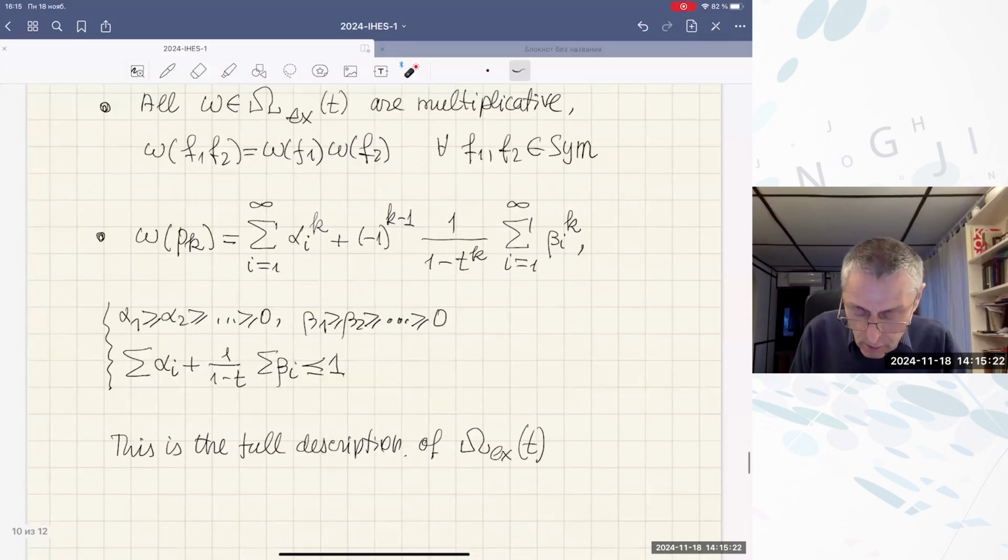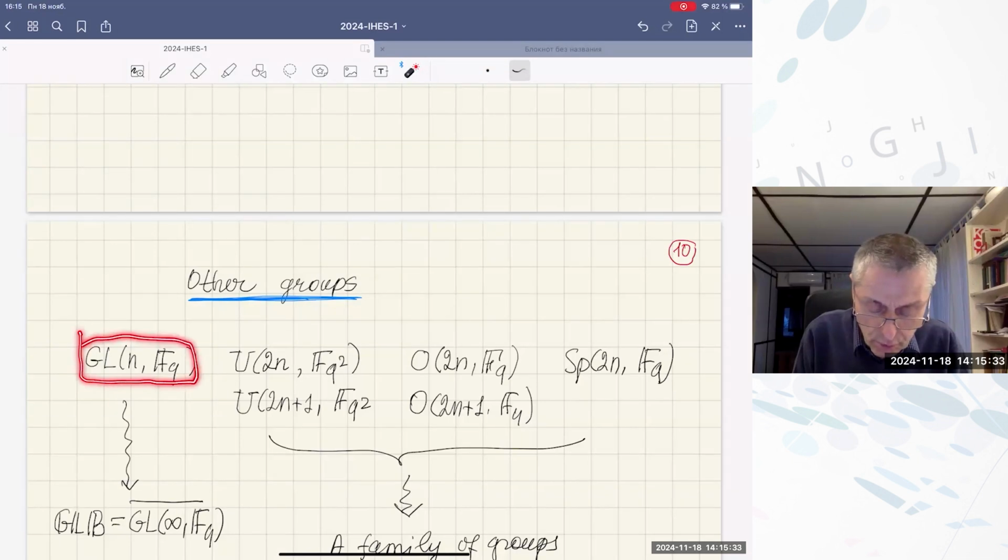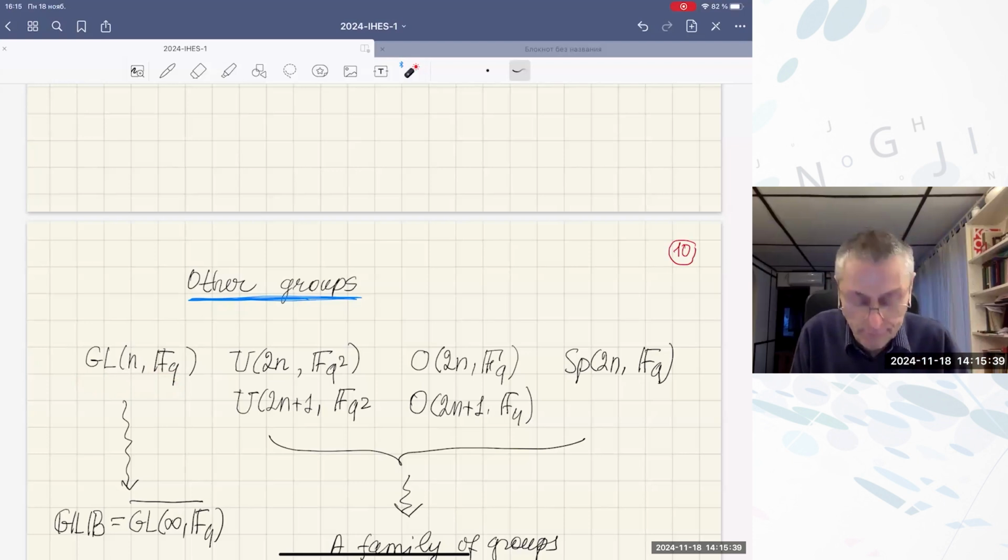And what next? There are other groups. Over a finite field, there are other classical groups. So let's first restrict our attention to ordinary finite groups. So there is GLN, the most fundamental object, the simplest one. But there are also unitary groups of even or odd dimensions. There are orthogonal groups. Again, one has to distinguish the even and odd case. And there are symplectic groups.